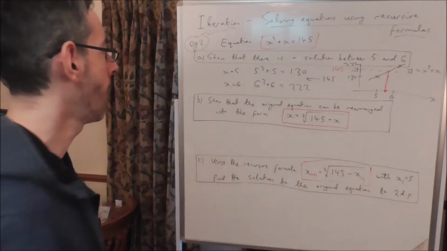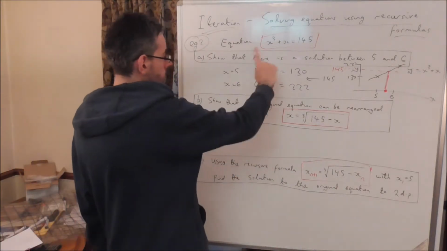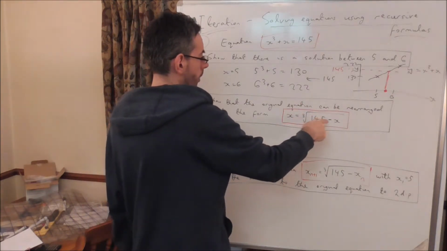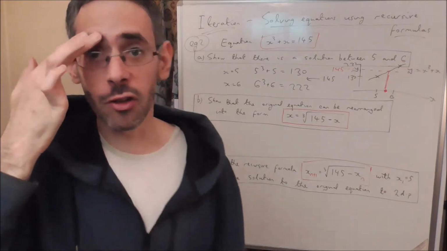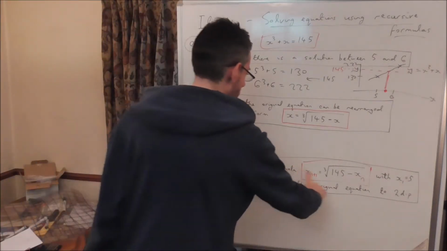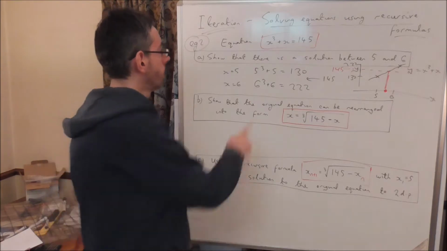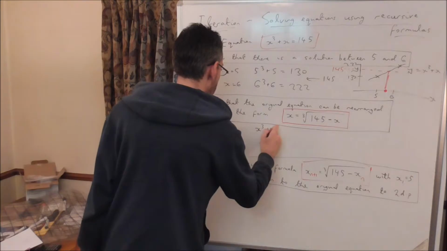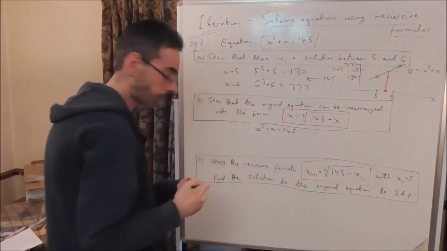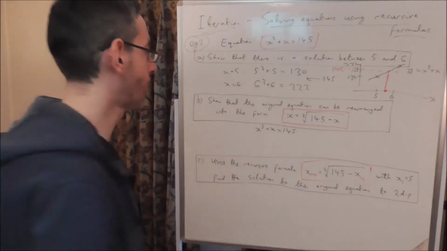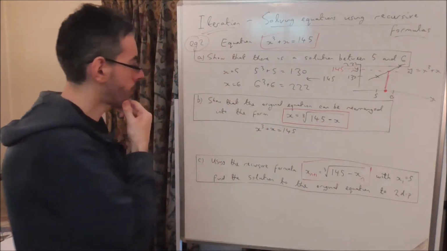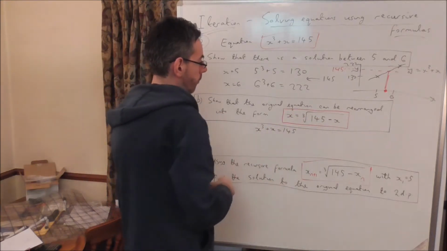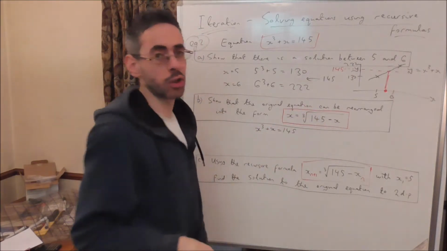Right, let's move on to part B. Part B says show that the original equation can be rearranged into the form x equals the cube root of 145 minus x. So this must be to set up the recursive formula a bit later on. So let's rearrange this equation into that form. So I'll just write it out. It's x cubed plus x equals 145, the original equation. So how are we going to rearrange it into this form? What are the steps? Well, it looks like the x term has been moved to the other side, and also the whole thing has been cube rooted.